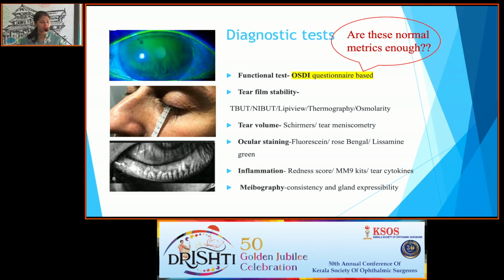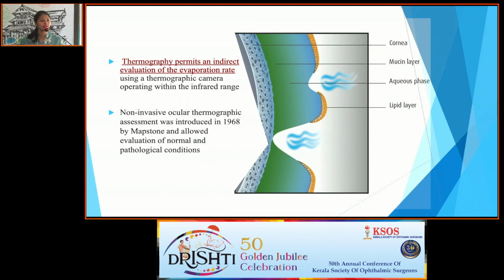But in spite of the existence of all these tests, we are still unable to explain why some people are symptomatic. So it prompted us to search into other parameters. As you know, the lipid layer is responsible for maintaining the evaporation of the tear film. Thermography permits an indirect evaluation of the evaporation rate, and it uses a thermography camera which operates in the infrared range. This concept was introduced in 1968 by Mapstone. However, there is no commercially available instrument.